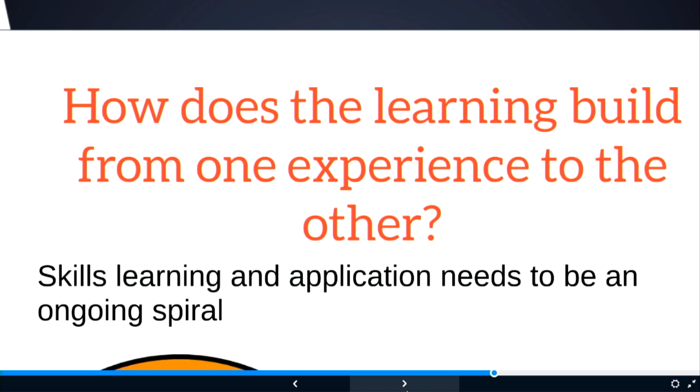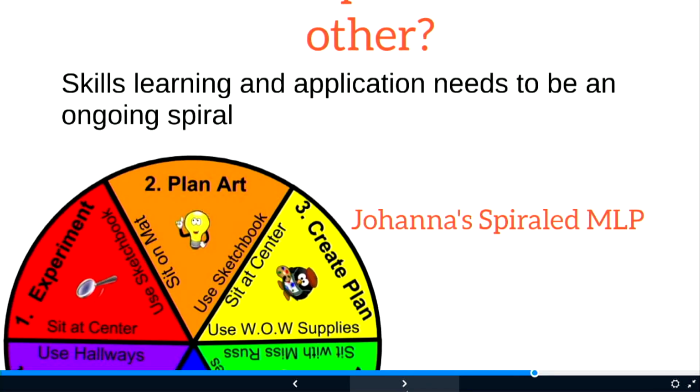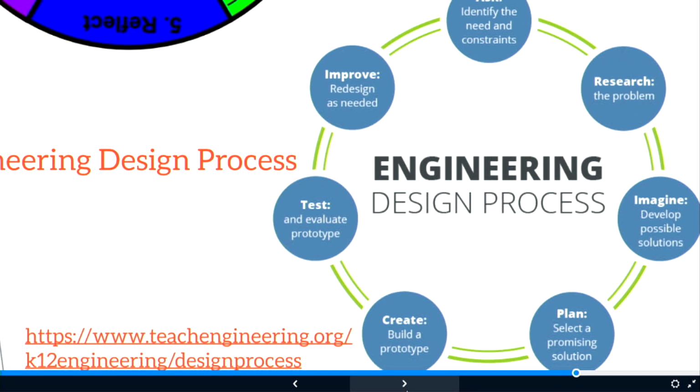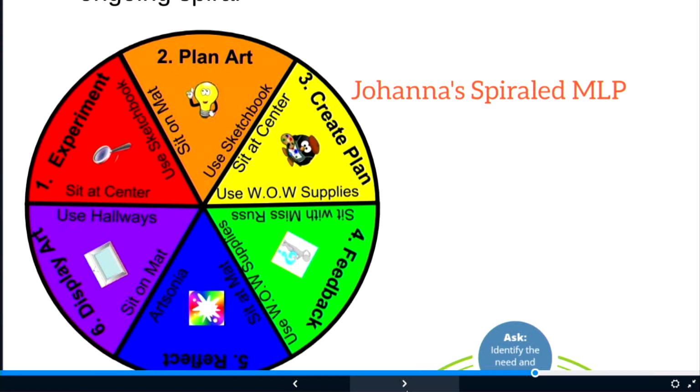So skill learning and application needs to be an ongoing spiral. Okay, so for me, this is what it looks like at the elementary. My students are used to a very big star that I move around. So experimentation is when we are learning our skills. We then plan our artwork, create our artwork. When we would want to call our artwork done, is when we go through the feedback loop.